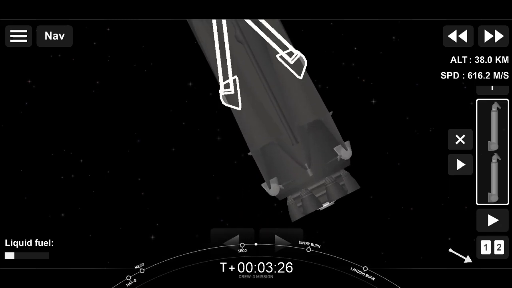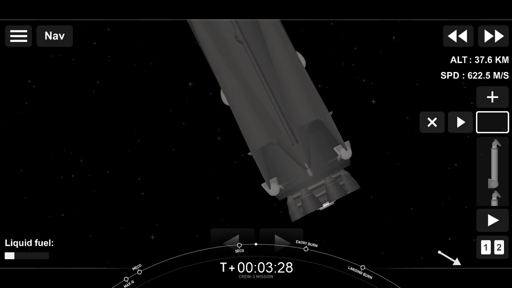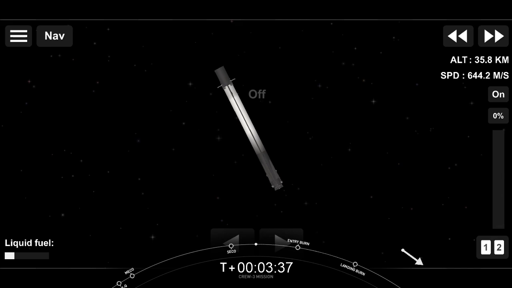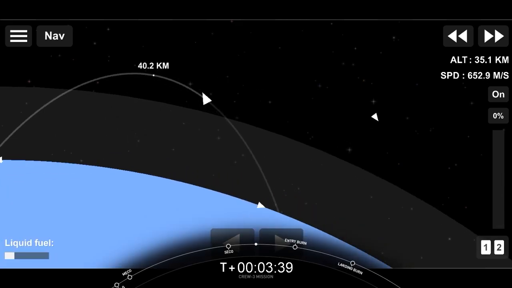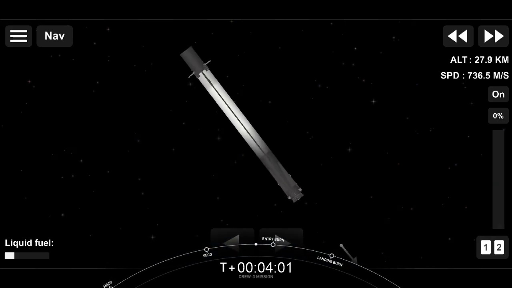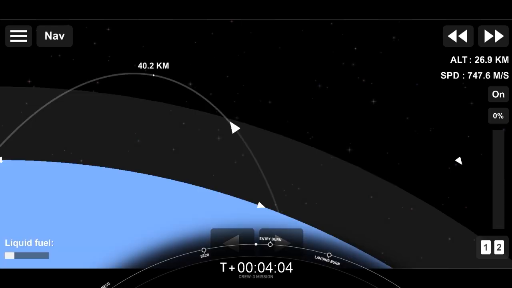Dragon SpaceX, nominal orbit insertion. Dragon SpaceX, trajectory nominal. Endurance copies. Another good check-in with the crew, confirming everything is still looking good so far on both ends. That next milestone coming at 7 minutes and 30 seconds will be entry burn start.